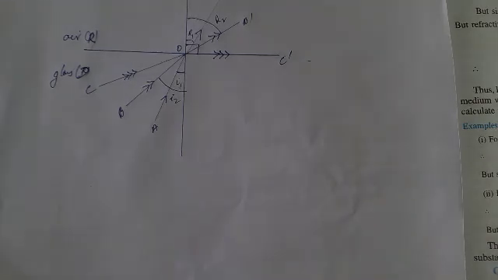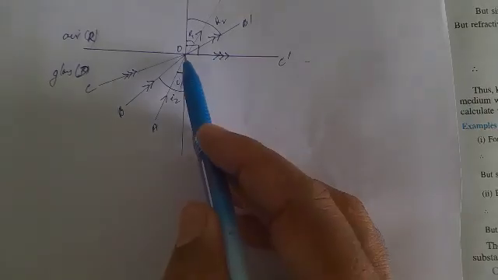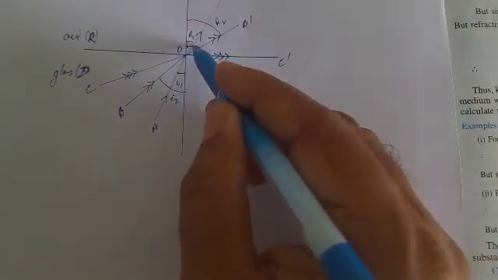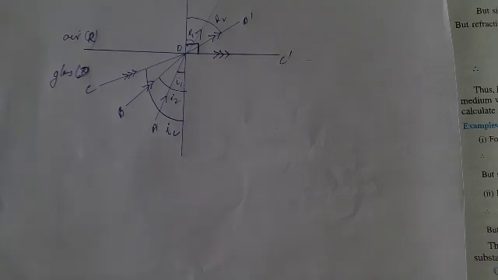It was bending away from the normal, away from the normal, and finally it comes to OC dash. That means the angle of refraction is 90. This angle of incidence is called the critical angle. The angle of incidence when the ray of light traveling from a denser to a rarer medium has an angle of refraction of 90, that angle of incidence is called the critical angle of incidence.